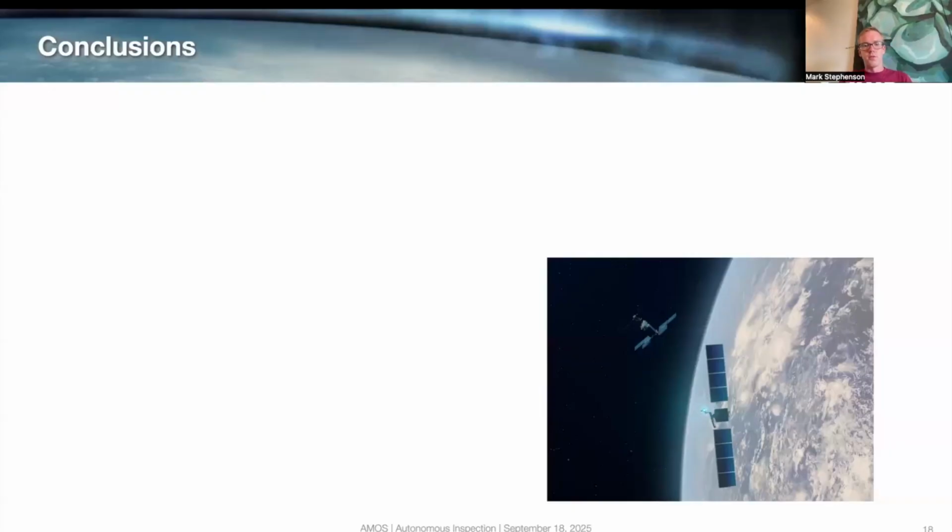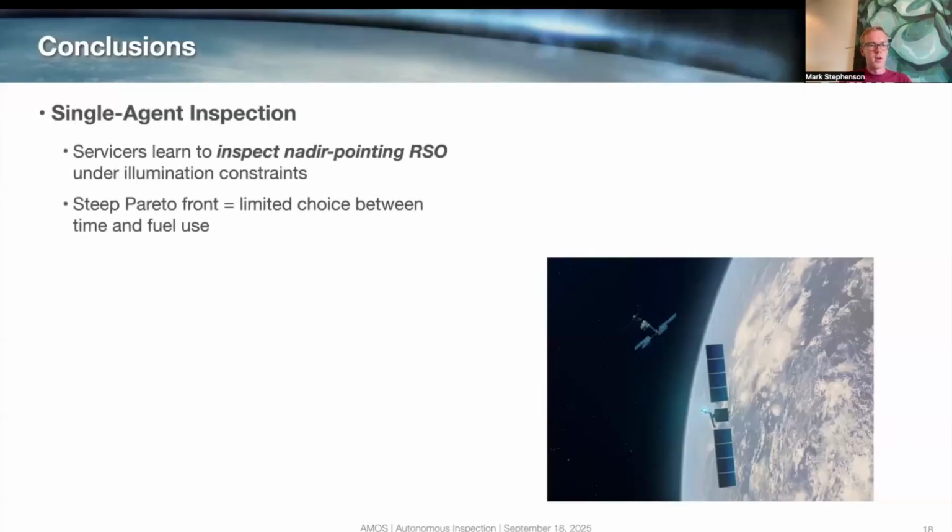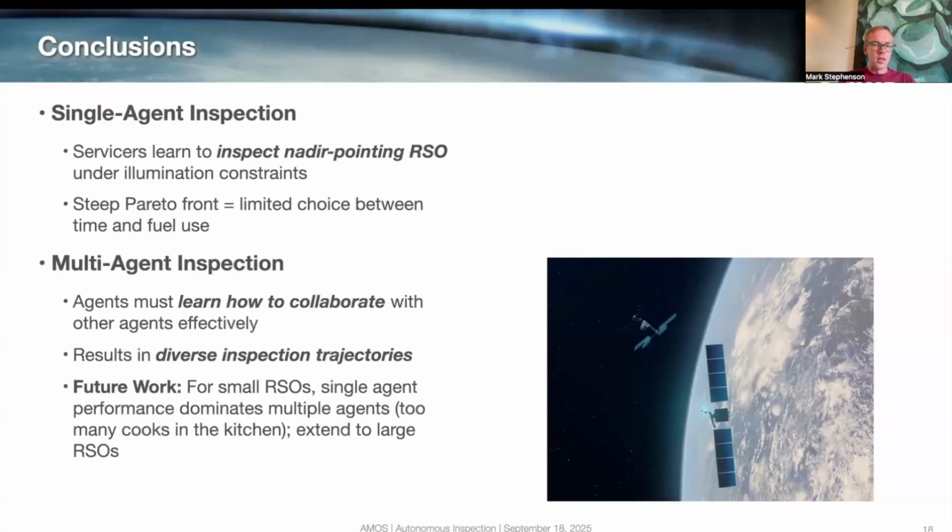So the main takeaways of this work are in the single agent case, we see that the servicers successfully learned to inspect a nadir pointing RSO under these illumination constraints. There's a very steep Pareto front between the usage of fuel and the amount of time used, which really shows limited ability to choose between those two weights. In the multi-agent inspection case, we see that it's important that the agents actively learn how to collaborate with the other agents. This results in diverse inspection trajectories, which is beneficial for the inspection task.